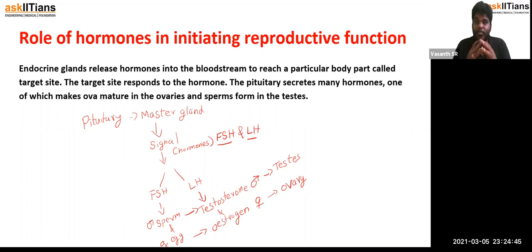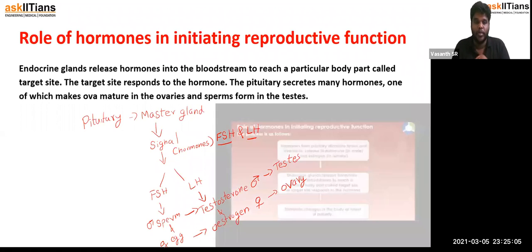So this reproductive function is orchestrated with the help of hormones. When these hormones do not function, it is obvious that the person will not be able to undergo puberty, and there is no functional reproductive maturation. Okay, so these are the roles of hormones in the initiation of reproductive function. Okay, let's go to the next topic.